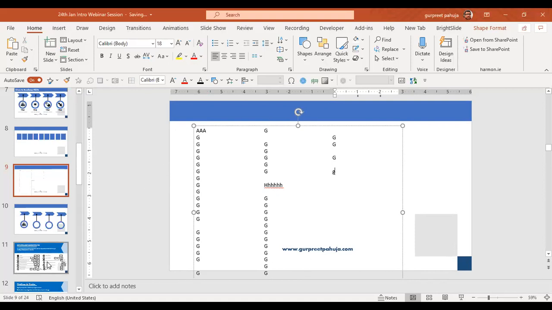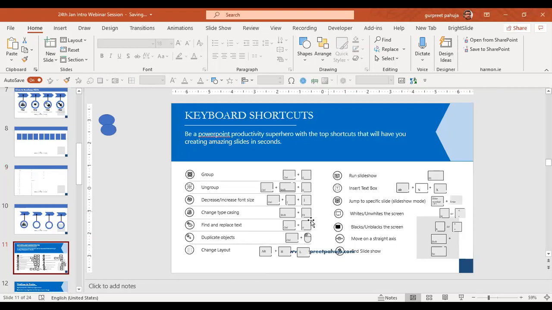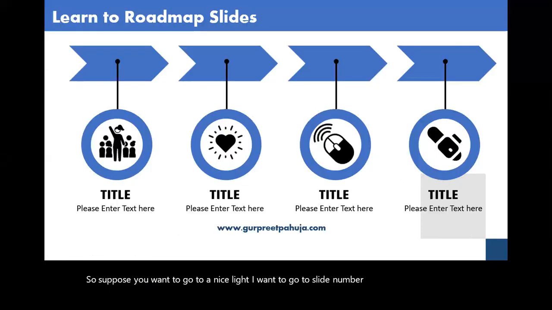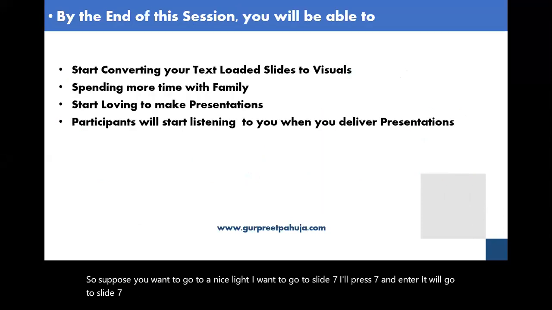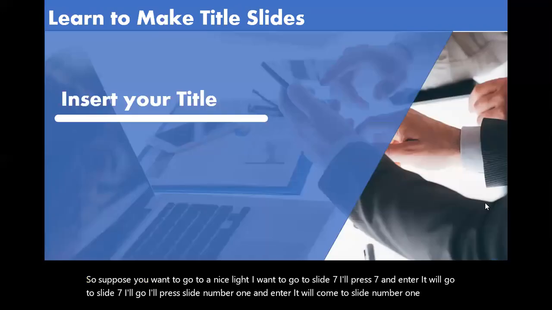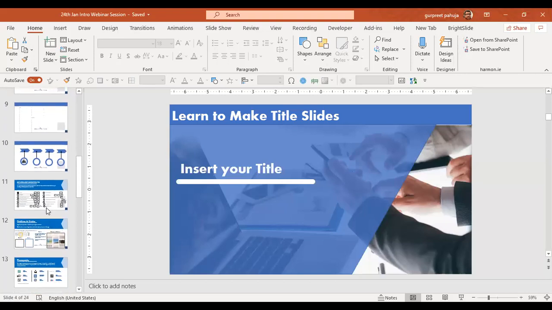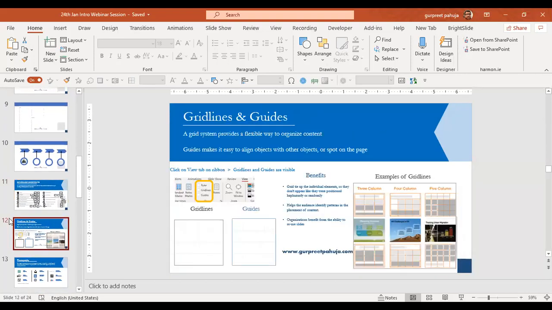Okay. So now let me show some more options: jump to a specific slide. When you're in slideshow mode, suppose you want to go to any slide, say slide number 7. I'll press 7 and Enter, and it will go to slide number 7. I'll press 1 and Enter, and it will come to slide number 1. I'll do 4 and it'll come to slide number 4. So these are some of the options. I'll share these shortcuts with you.